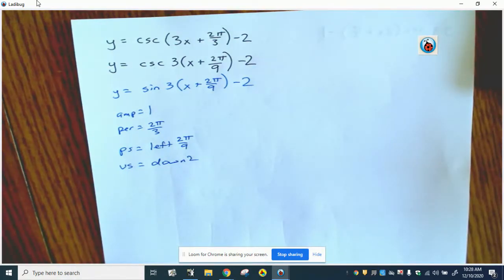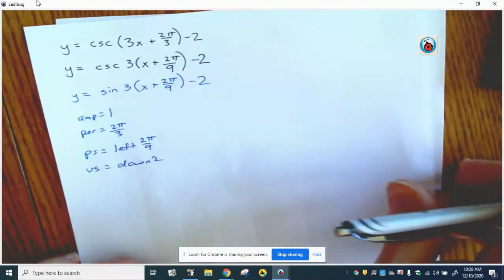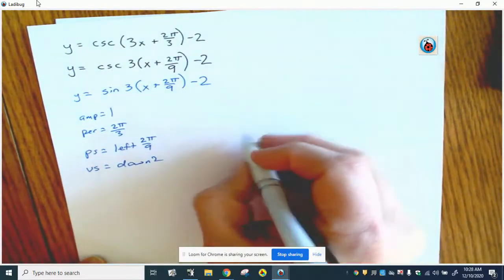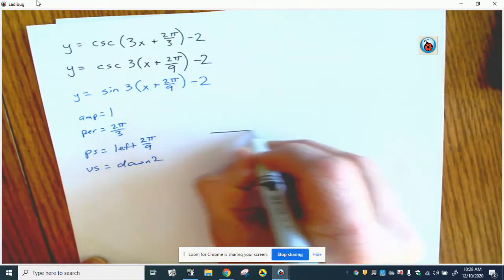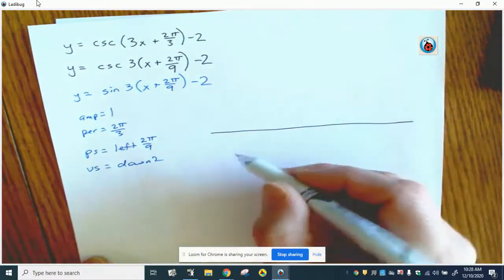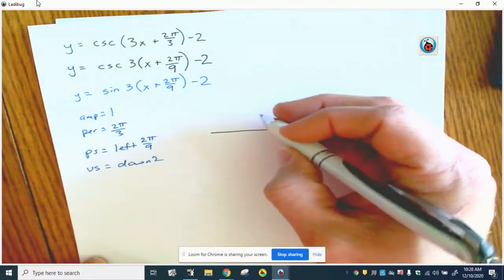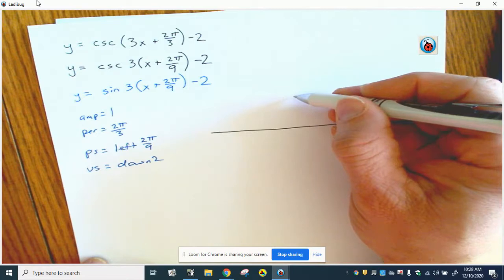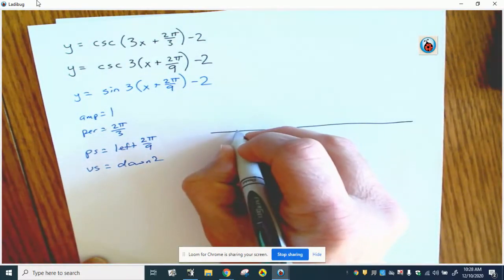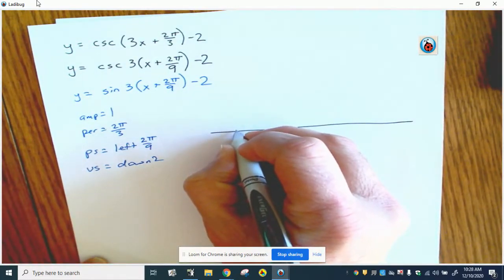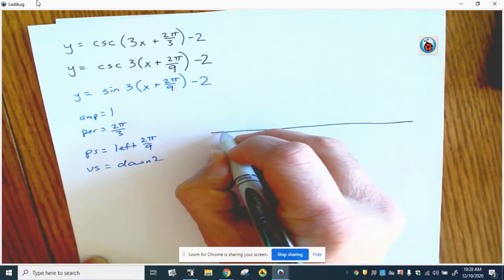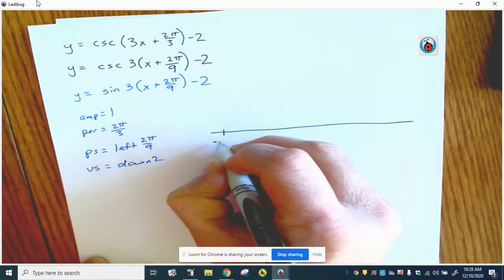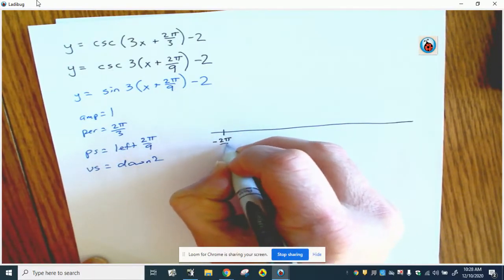Okay. Put my axes in here. I need some room to move down. Make sure I have room to move down. I got to move left 2 pi over 9. Now I'm going to put my y, this is a helpful tip too. Sometimes it's easier to put your y-axis in later. I'm just going to go left and go negative 2 pi over 9.